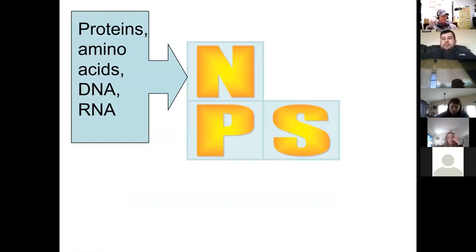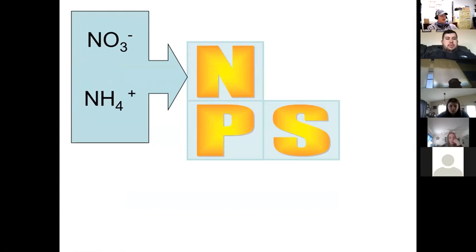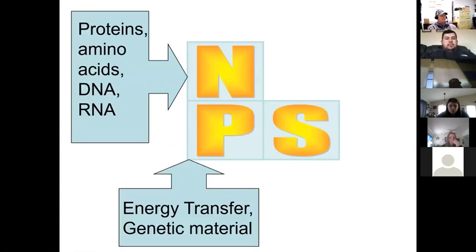So for nitrogen, it's involved in production of proteins and amino acids. And that's in turn how we get DNA and RNA, you know, the stuff that codes for the genetic makeup of the plant. Okay, and it's taken up as nitrate and ammonium. So P, this is important for energy transfer.